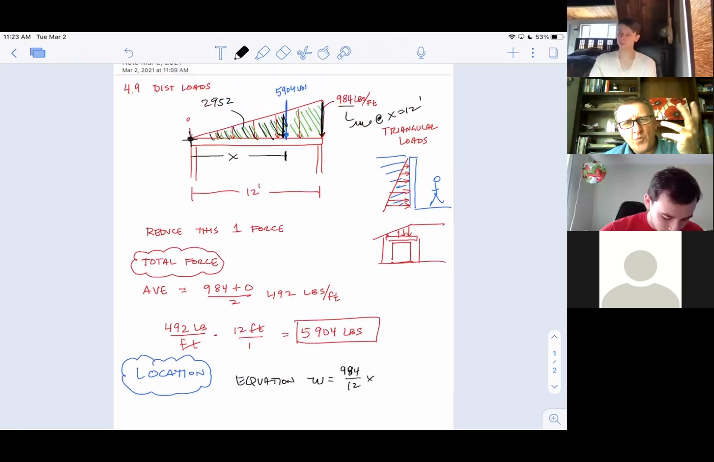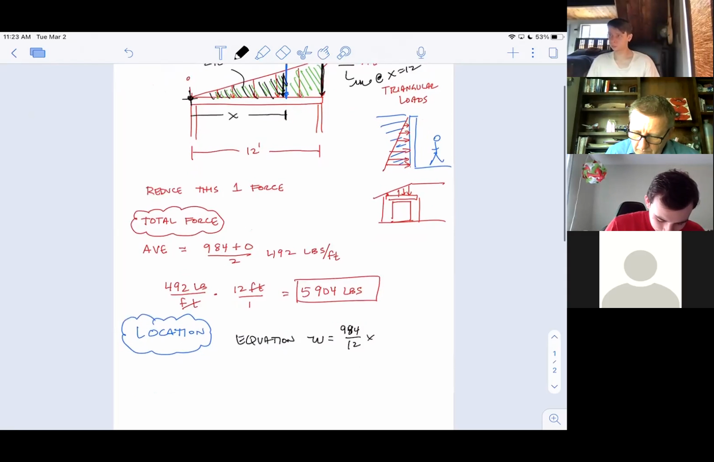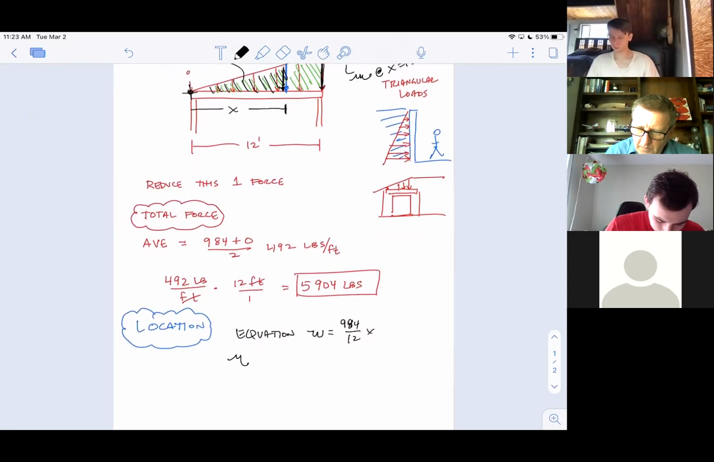So in other words, how much weight you have depends on where you are. The X is where you are, and the 984 over 12 is the slope. Now, fortunately, because I made this up carefully, 984 divided by 12 comes out to 82. So it looks like W equals 82x.